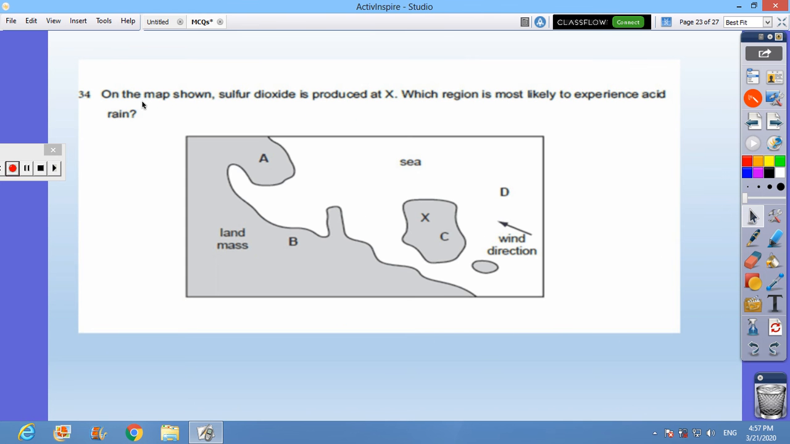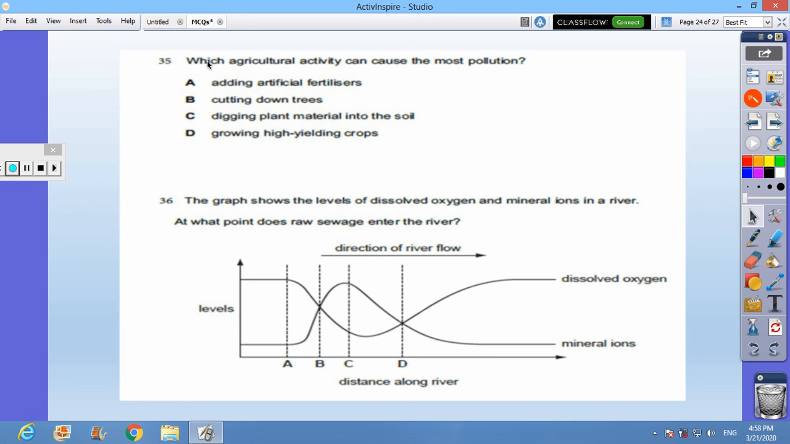34. On the map shown, sulfur dioxide is produced at X, right here. Which region is most likely to experience acid rain? As the wind is blown in that direction, it will take it to A. The answer is supposed to be A. 35. Which agricultural activity can cause the most pollution? It's A. Adding artificial fertilizers.